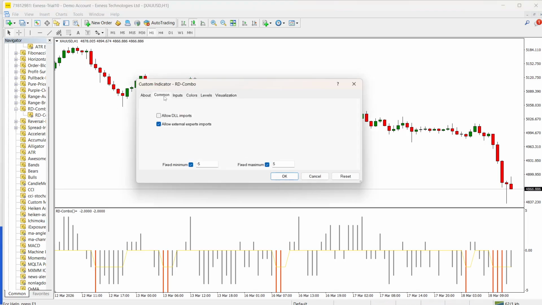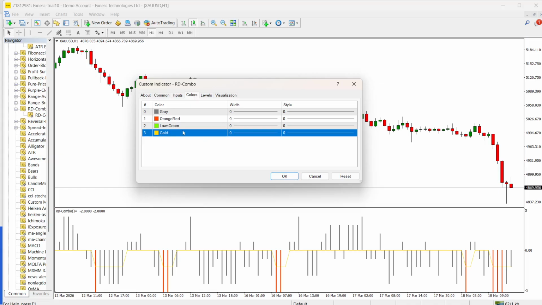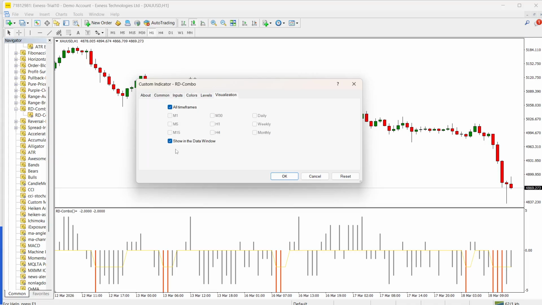As for the indicator settings, let's take a look at the inputs. So for the key inputs, we have the alerts for entry, alerts for exits, history size, color threshold, noise filter, and debug logger data. You can also choose your preferred colors as well and trade on your preferred time frames.